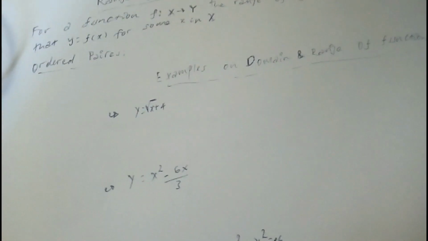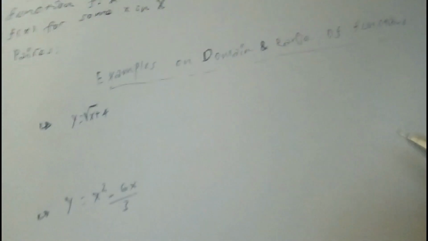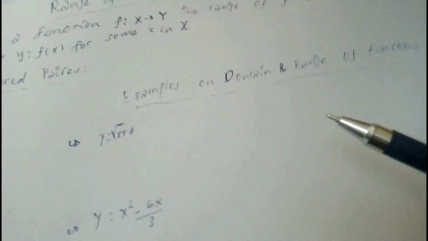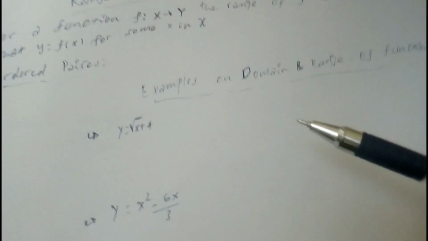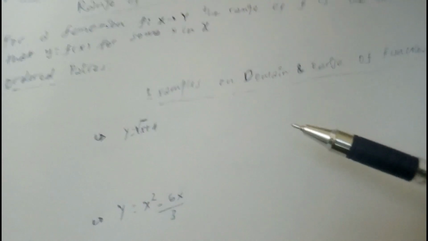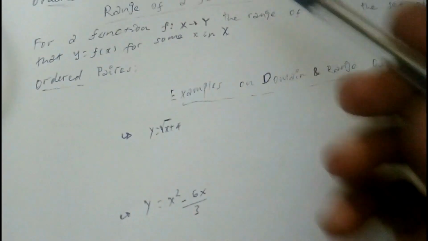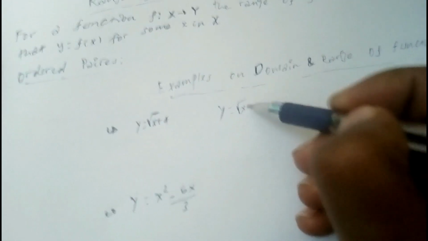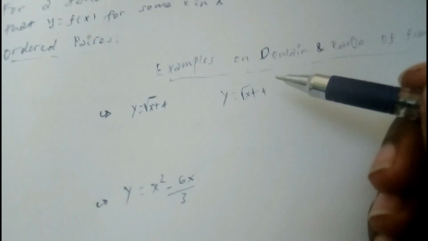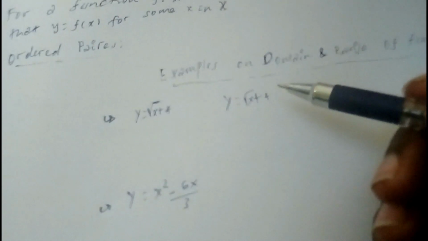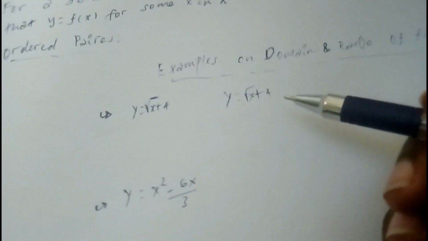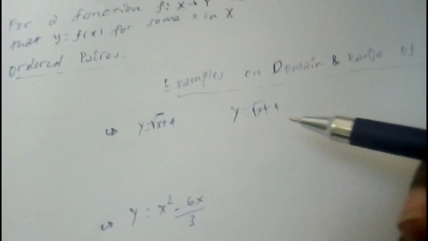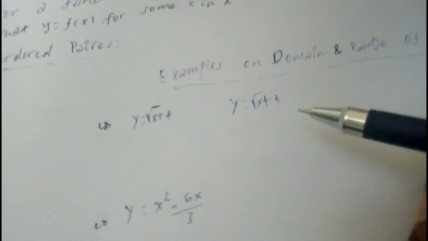The other concept is examples on domain and range of functions. Here y equals the square root of x plus 4. How can we demonstrate the domain of this function, the range of this function, and the graph of this function? For this function to be valid, what will be the x values? This is the domain, short and precisely. What will be the set of x values?